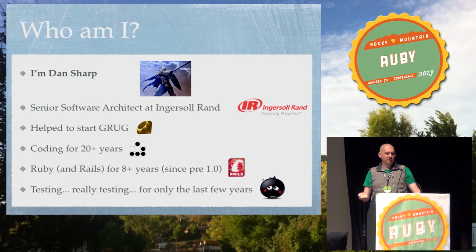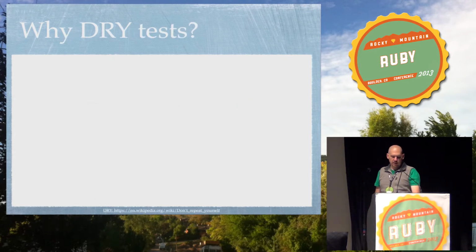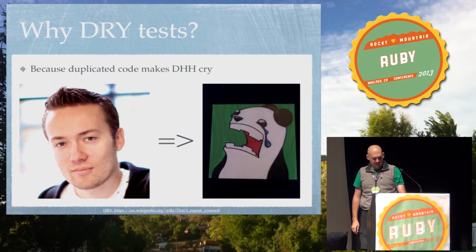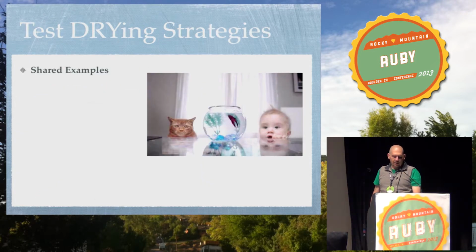I've been coding for 20 years, Ruby and Rails for 8-ish or so, but I've really only been testing seriously hardcore for the last few years. So I want to talk about why to DRY up tests, because duplicated code makes DHH cry. This is going to be really fast because I only have 3 minutes.